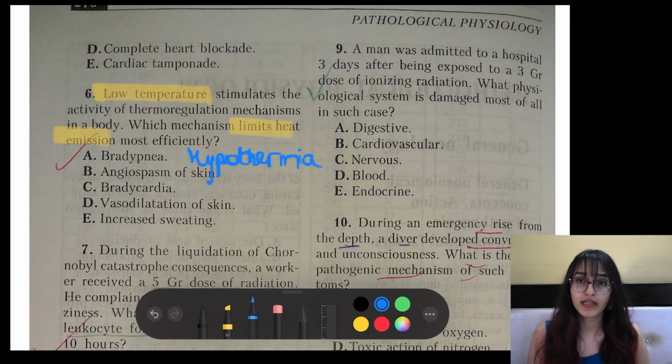So in hypothermia, in the compensation stage, the body will try to conserve the heat, and it can do so by decreasing the heat emission, and by decreasing the heat emission, that will lead to vasoconstriction and increasing the heat production, and this vasoconstriction can be seen by angiospasm of skin.